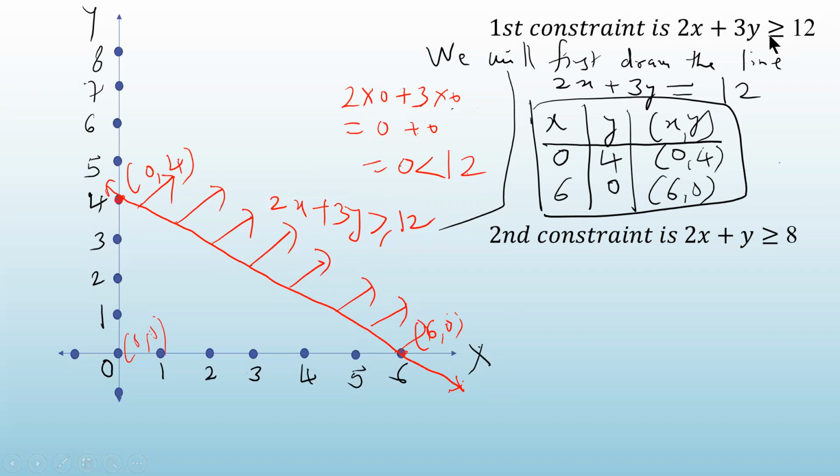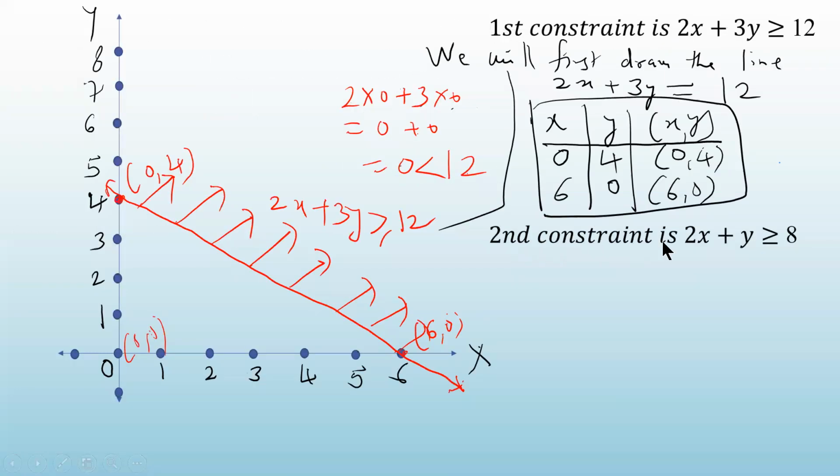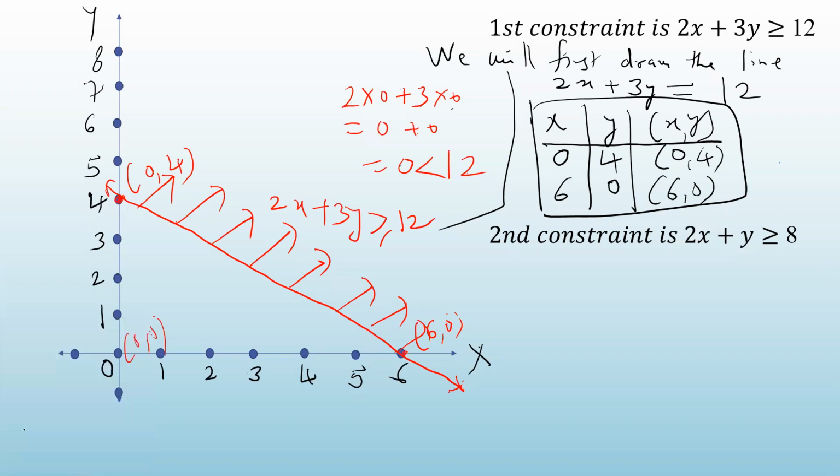So we have drawn the first constraint. What is our second constraint? Look at the question. Second constraint is 2x plus y greater than or equal to 8. To draw this constraint, first of all, we will have to draw the line, because unless you draw the line, you will not be able to indicate the region. So draw the line 2x plus y equal to 8.